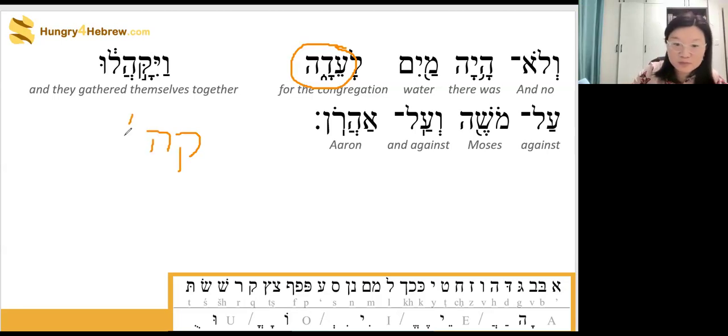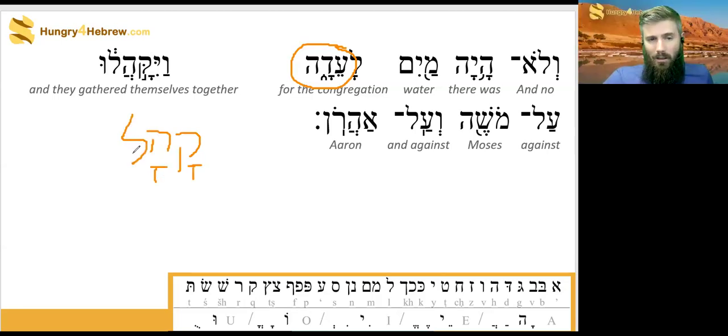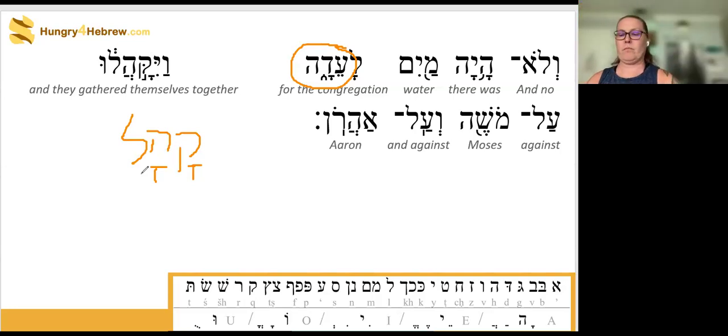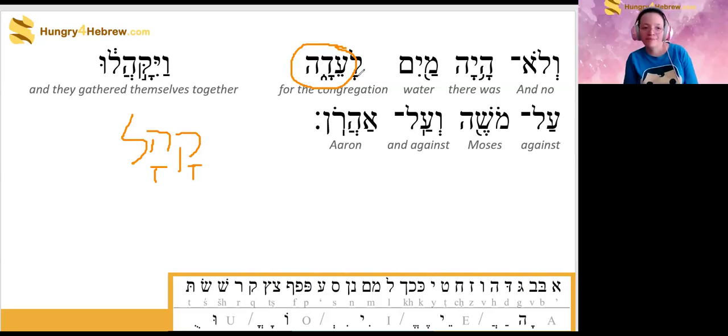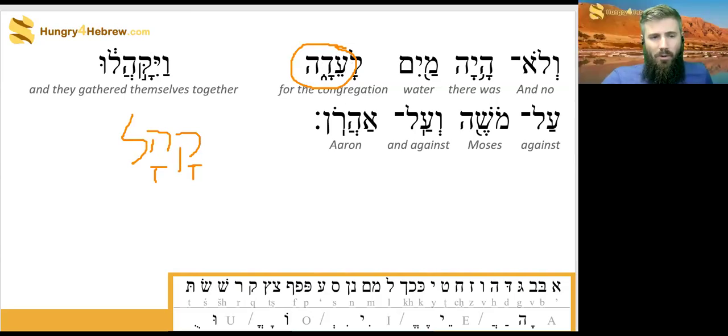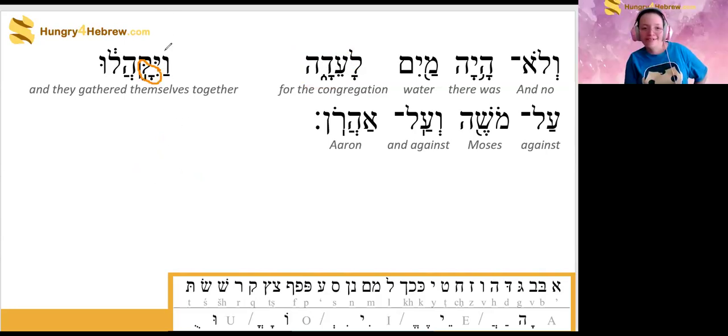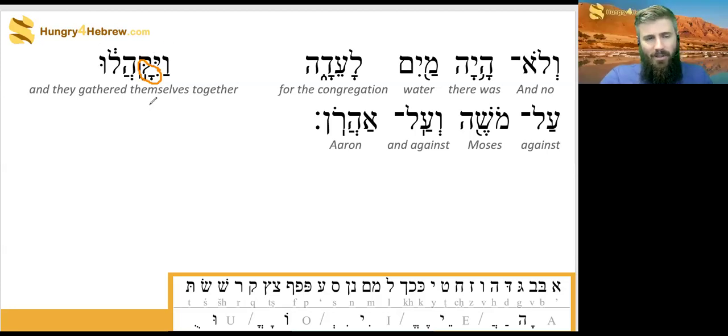The crowd. Kahal. So the kahal is an amassing or assembling of people, whereas Eda is a category of people that all belong together for some reason. Maybe because they all have the same testimony or witness. So they're used somewhat interchangeably. And Vayikahalu, is this a Niphal? Yes, absolutely. And they gathered themselves together against Moses and against Aharon.